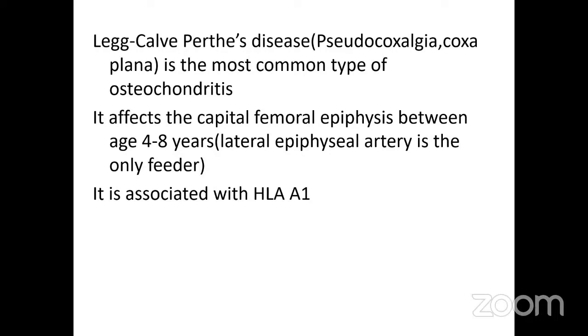All these terms are described for Perthes disease. That means short neck, large head. These are all seen in Perthes disease, and it affects the capital femoral epiphysis between 4 and 8 years. That's very important. That's the importance of vascular anatomy. That means the blood supply to the femoral epiphysis is different in different age groups.